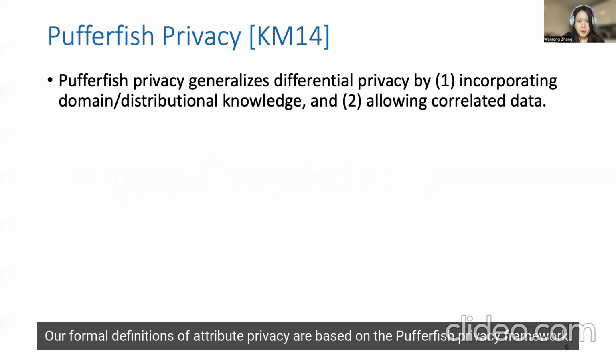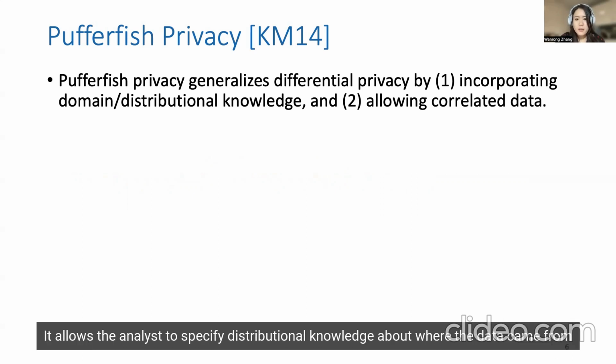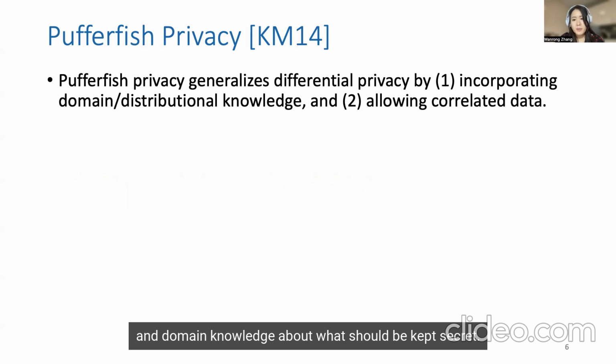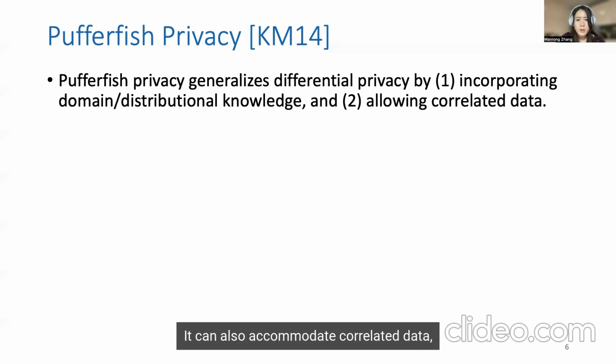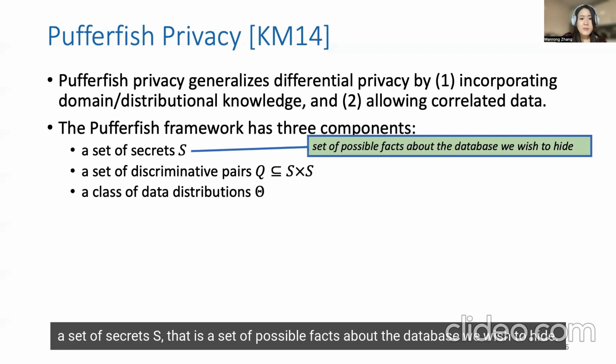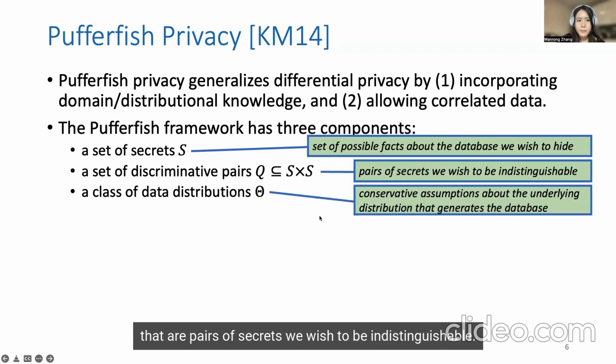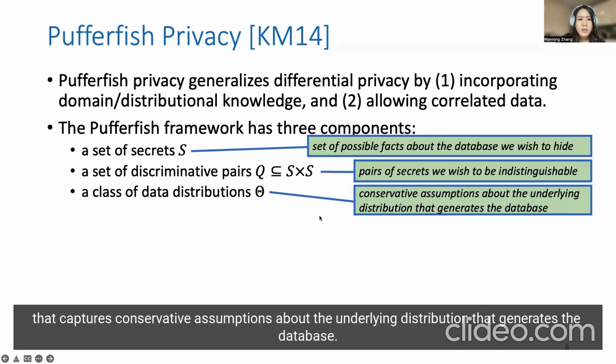Our formal definitions of attribute privacy are based on the Pufferfish privacy framework. Pufferfish privacy generalizes differential privacy in two ways. It allows the analyst to specify distributional knowledge about where the data came from and domain knowledge about what should be kept a secret. It can also accommodate correlated data, with correlation across rows. The Pufferfish framework has three components: a set of secrets S, which is a set of possible facts about the database we wish to hide; a set of discriminative pairs Q, which are pairs of secrets we wish to be indistinguishable; and a class of data distributions theta that captures conservative assumptions about the underlying distribution that generates the database.